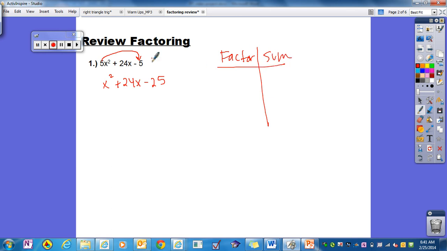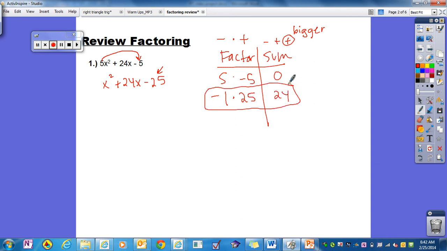What I want to know is what is it that's going to multiply to a negative 25 but add to a positive 24. I know my two factors have to have opposite signs, because a negative times a positive is a negative, and a negative plus a positive could give me a positive. So now my bigger factor is going to have to be positive. So we've got 5 times negative 5. But 5 plus negative 5 is 0. Then I also have negative 1 times 25, and negative 1 plus 25 gives me 24. So those are my two factors.